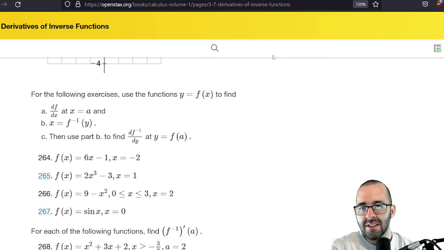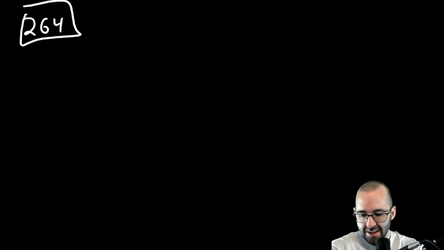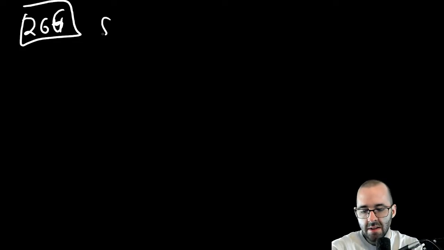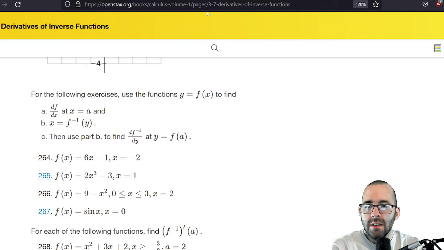So our function is, let's not do 264, let's do 266. We already did enough lines. f of x equals 9 minus x squared. And x is between 0 and 3.